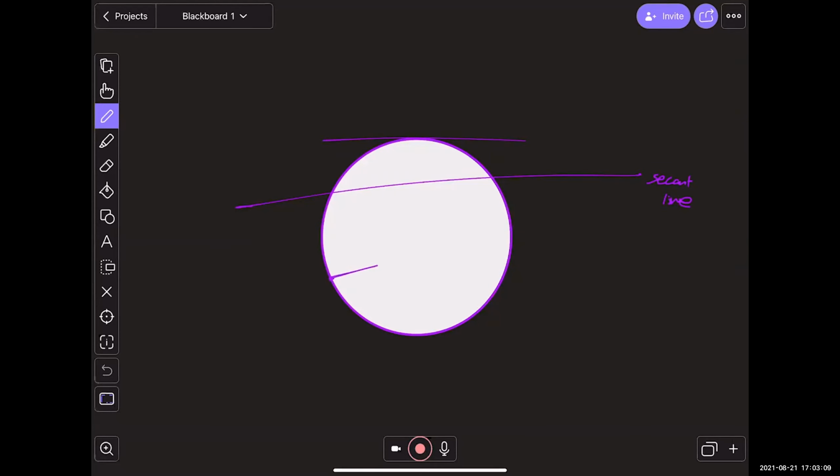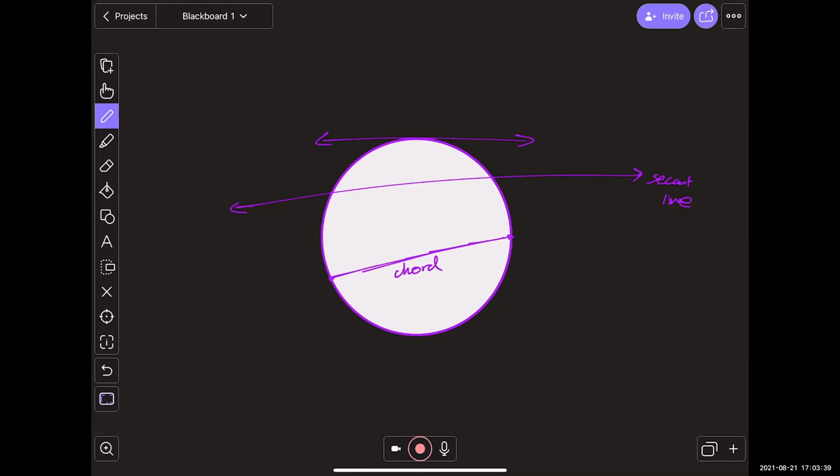A line segment that has the 2 endpoints on the circle. So 2 of my endpoints are on that circle, right? This is a line segment. It does not go infinitely in both directions. Tangent and secant both do. This right here is what we call a chord. So a chord is going to be a part of a secant line, right? It's going to be a single segment of that secant line.